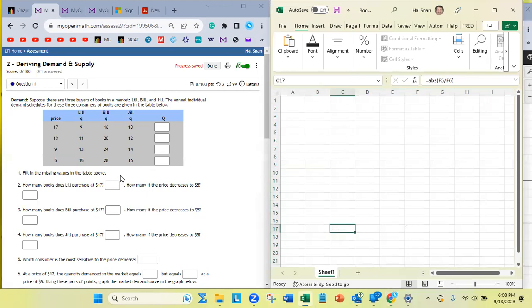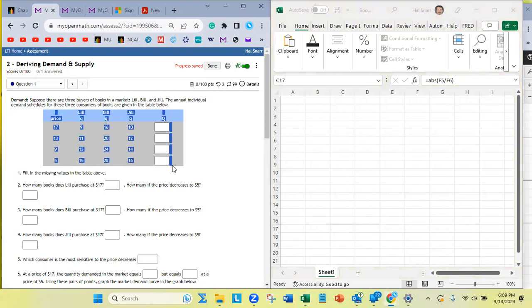Okay. And what we have here, we have the demand schedules of Lil, Bill, and Jill. And notice as the price goes down, they buy more and more books, right? Each buys more and more books. And if these are the only 3 people in this market, if we add 9, 16, and 10 up, we get the market quantity demanded, right? And the best way to do this is just do it in Excel. So I'm going to copy these numbers to Excel.